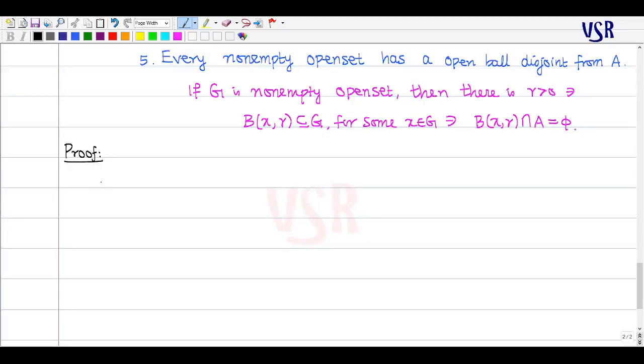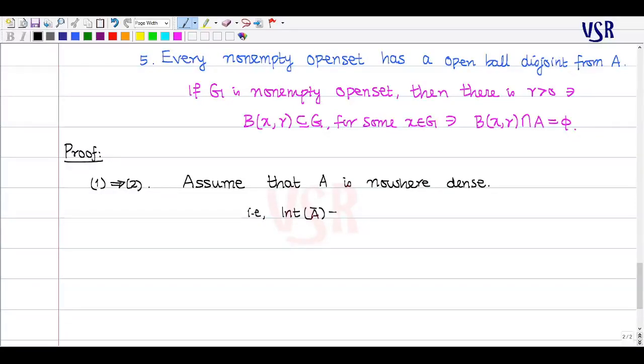Okay, so 1 implies 2. இத நான் ப்ரூஃப் பண்றேன். First assume that A is nowhere dense. Okay, இது nowhere dense ன்னு எடுத்துக்கிட்டேன். அப்போ nowhere dense னா என்ன அர்த்தம் அப்படின்னா, we have interior of A closure which is equal to empty. That is, interior of A closure is equal to empty set.